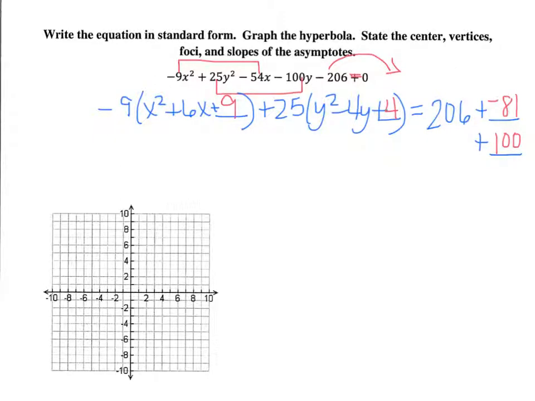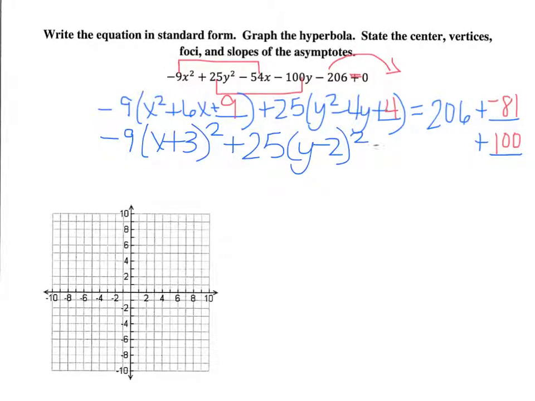Also, same as what we've had with ellipses and circles, factor, collect like terms. Putting it together, -9 comes down, times x plus 3 quantity squared, plus 25 drops down, times y minus 2 quantity squared, is equal to, when you collect like terms over here, we get 225.